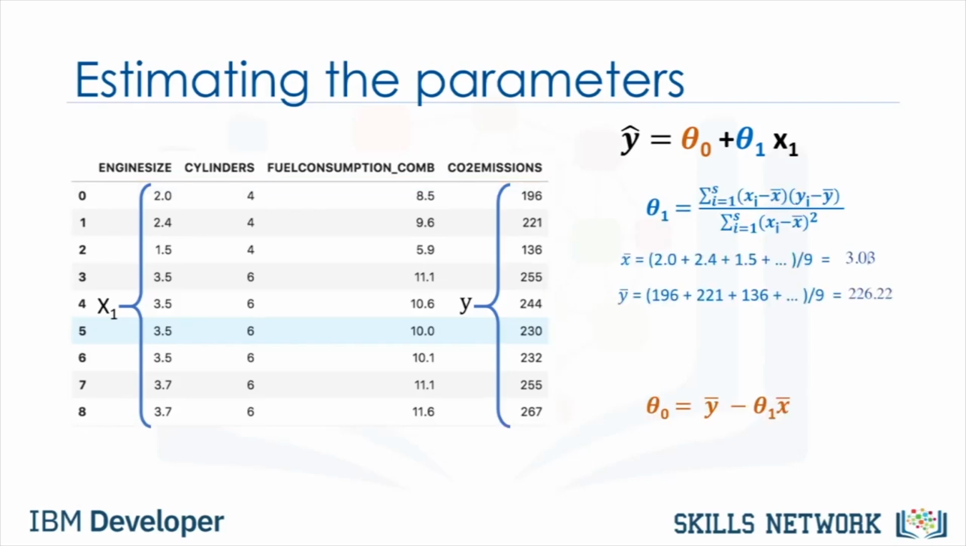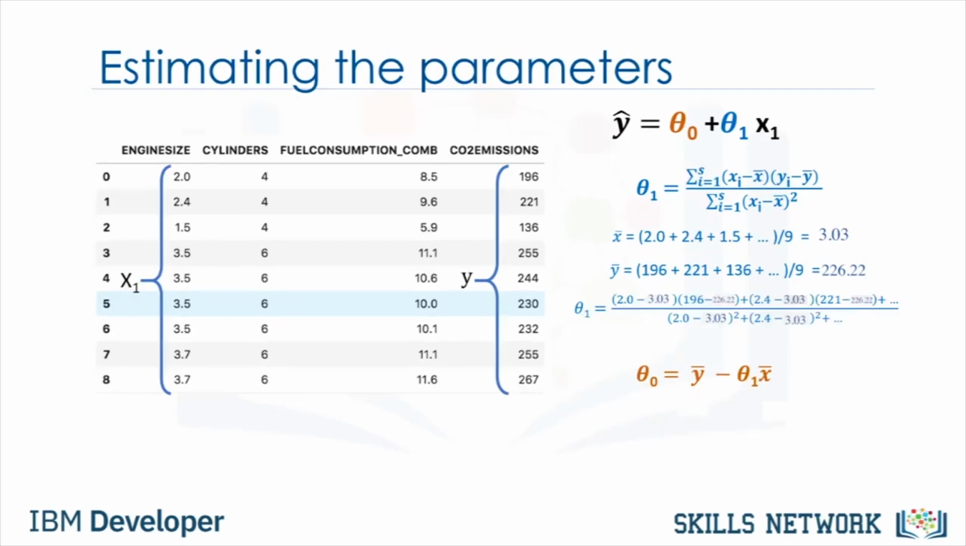We can start off by estimating the value for theta 1. This is how you can find the slope of a line based on the data. X bar is the average value for the engine size in our data set. Please consider that we have 9 rows here, rows 0 to 8. First, we calculate the average of x1 and average of y. Then, we plug it into the slope equation to find theta 1.